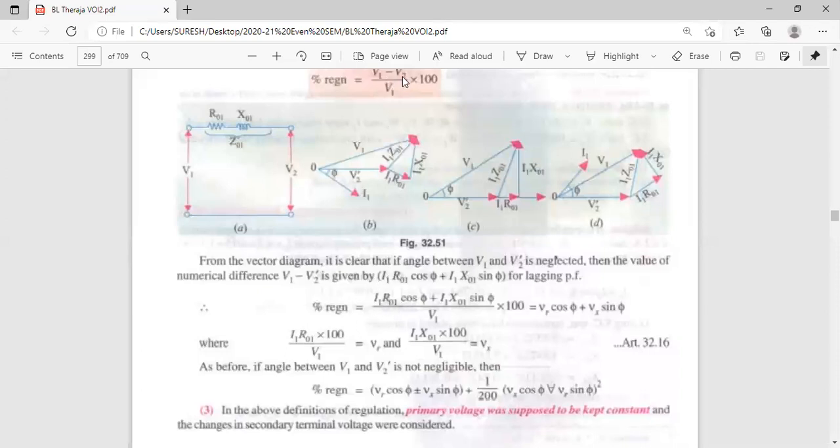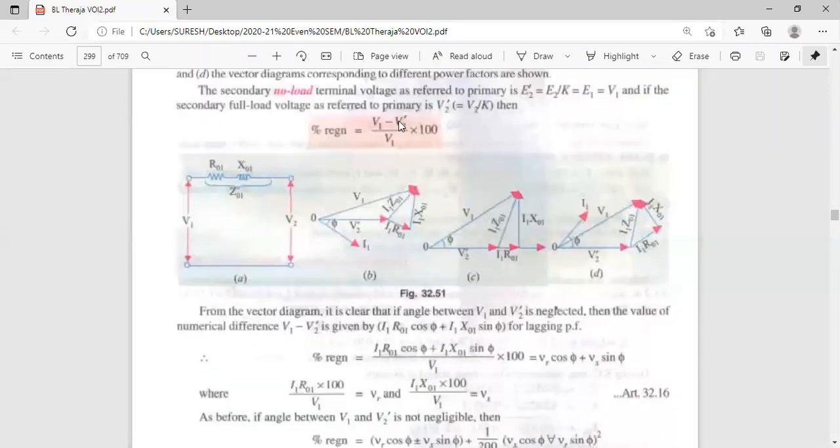Have you written V in place of V1 minus V2? V1 minus V2 divided by V1 into 100 is I1 into Z01. Now see here, what is the loop equation for this? V1 is equal to V2 plus I01 into Z01. Write down V1 is equal to V2 plus I01 into Z01.